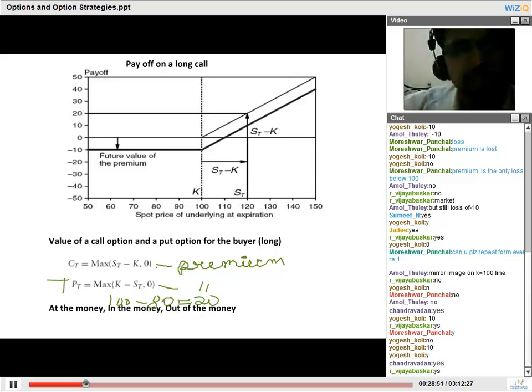Please take a second and try to think about how the payoff will look on a short call position and a short put position. So a short call position has given someone the right to buy from him at a price of 100 rupees. So if the buyer chooses to exercise, the writer of the option will have to sell the asset at a price of 100 rupees. That is for the call option.